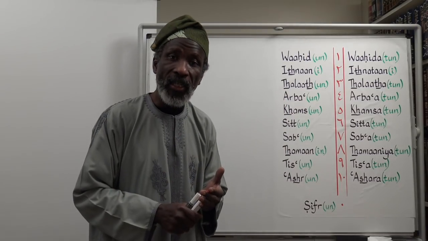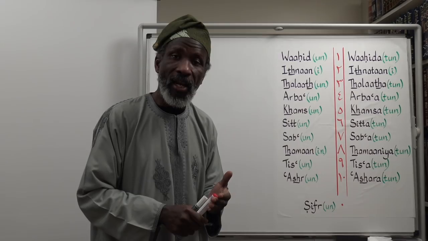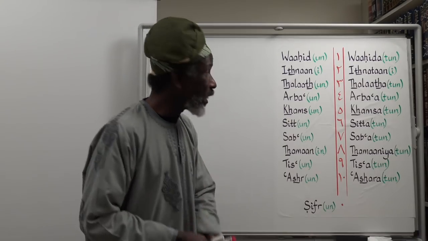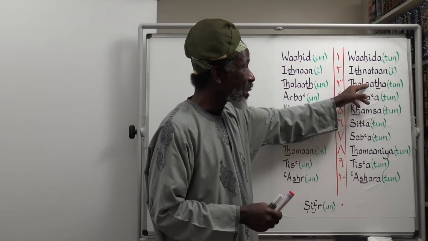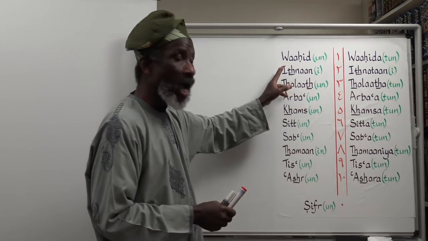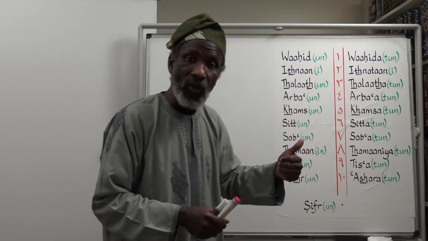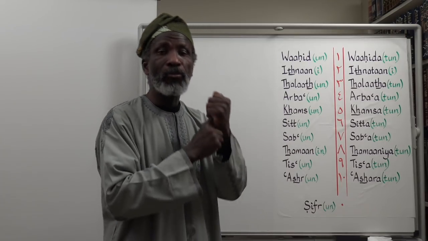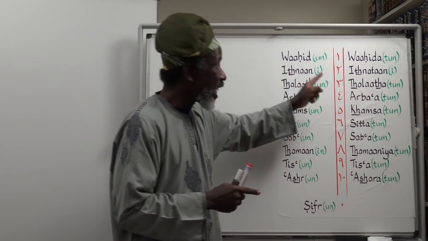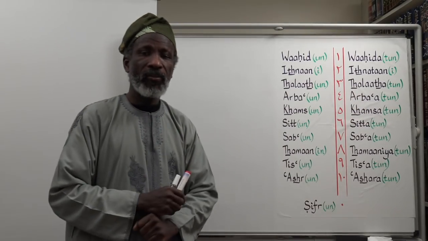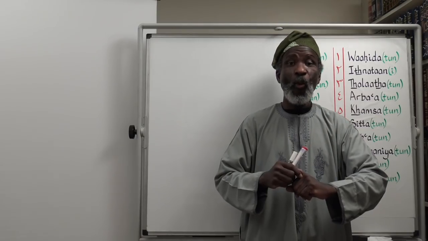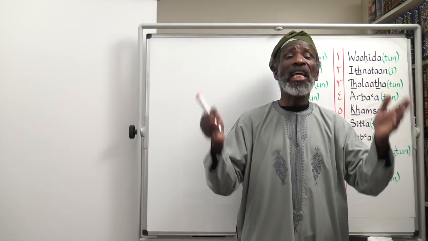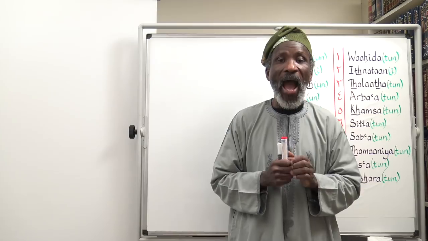Together. Wahid, ithnan, thalatha, arba, khamsa. Come on, have a go. Wahid, ithnan, thalatha, arba, khamsa.